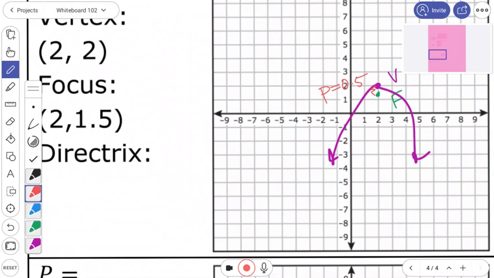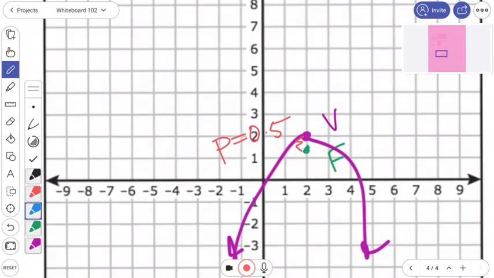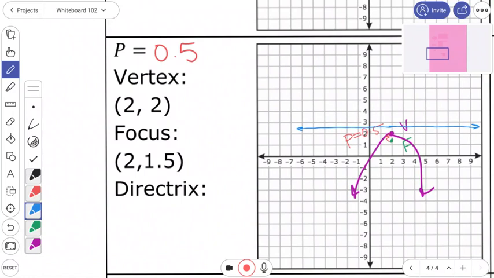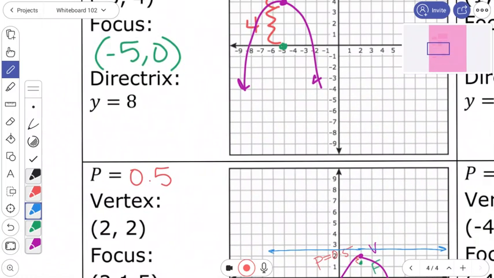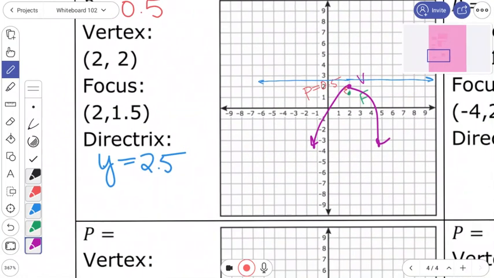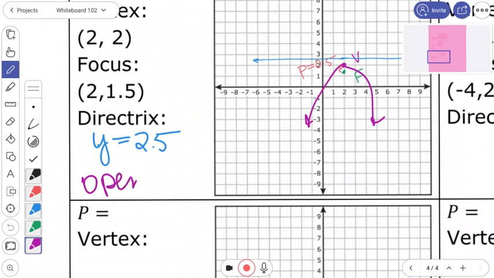Now, if that's my p-value and they're half a step apart, all I've got to do is count up in the opposite direction half of a step, and I can figure out where the directrix is. So I'm going to start at my vertex. I'm going to go up half a step. And that right there is where my directrix is. What y value did we just cut through on our y-axis? That was 2.5. So I know my directrix is located at y equals 2.5. And I know that we didn't write it down on our last problem, but which direction did our parabola open? We opened down. And on this problem right here, we also opened down.